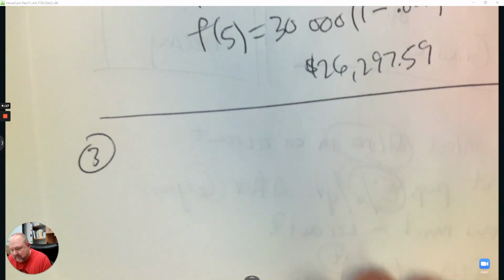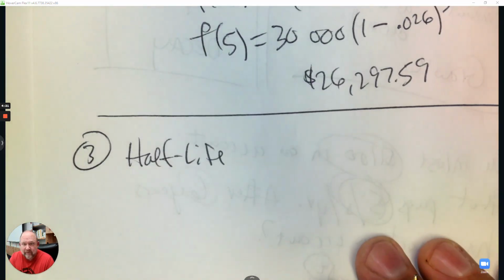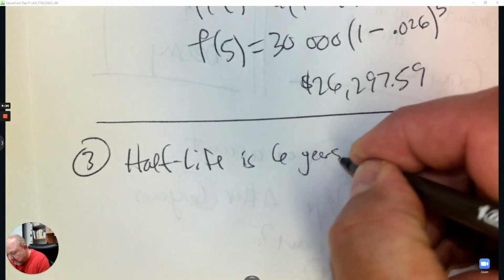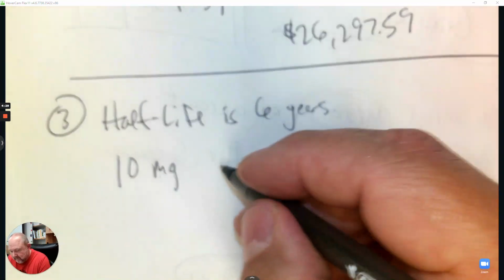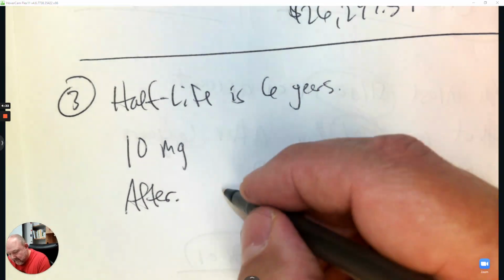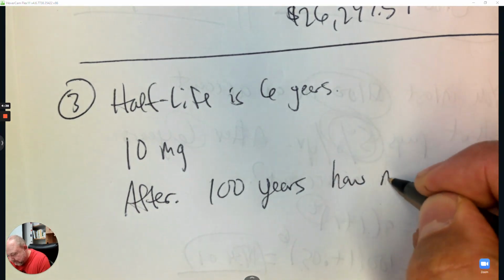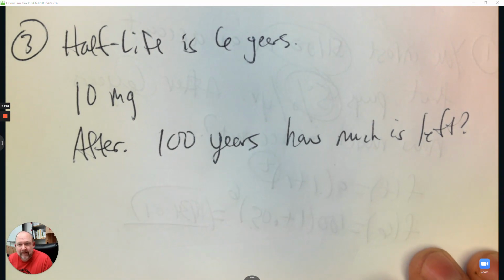All right, how about half-life? So half-life is the amount of time it takes for a substance to become half its size. So let's say the half-life is 6 years, and you start off with 10 milligrams of some substance, and you want to know after 100 years, how much is left? And then what would that equation look like?